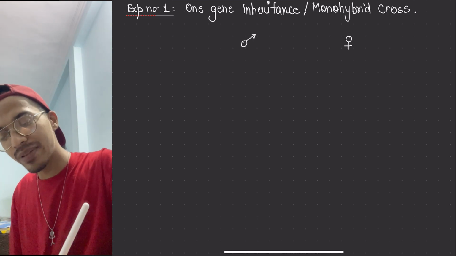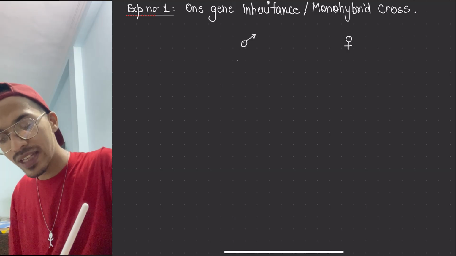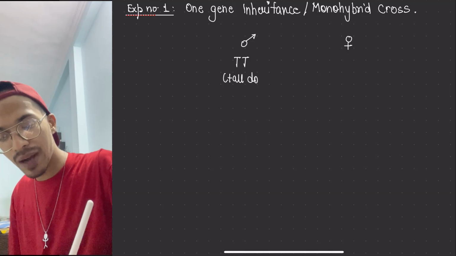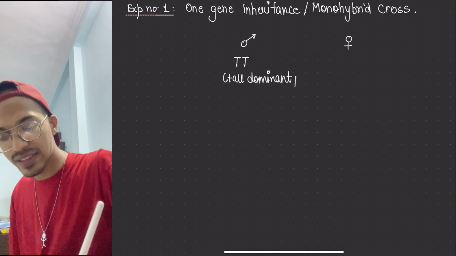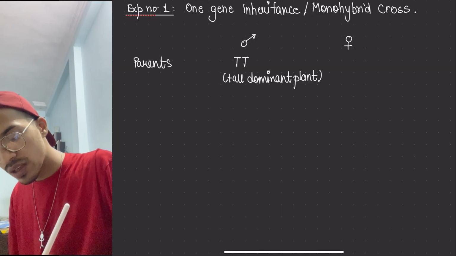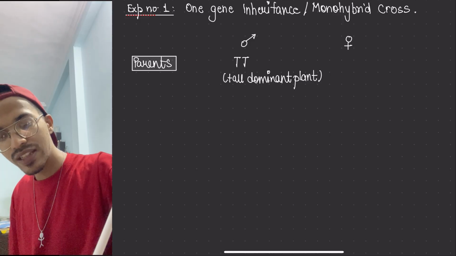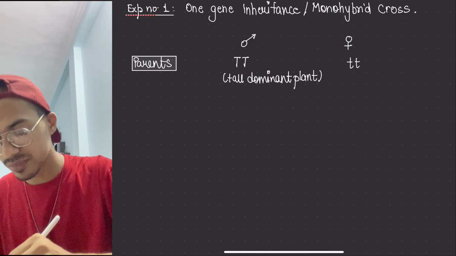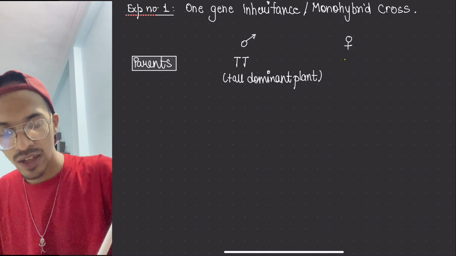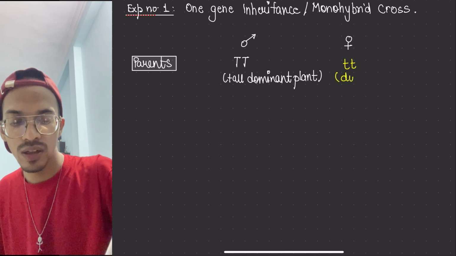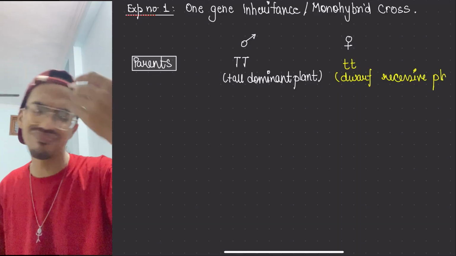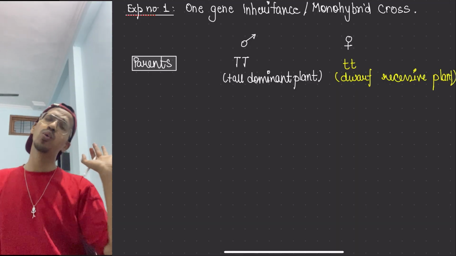So one tall plant, I am taking it what? The dominant one, that is capital T. So it is what? A tall dominant phenotype plant. So one parent is this. So this is what? These are the parents. Okay. Now the female would be what? The recessive one, small t. Sorry, we can write it with a different color, so that it is easier to recognize. Okay. So small t. So this is what? It is a dwarf recessive character true breed plant. True breed we can say when the alleles are both similar.